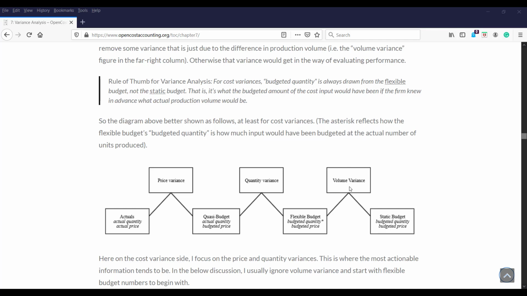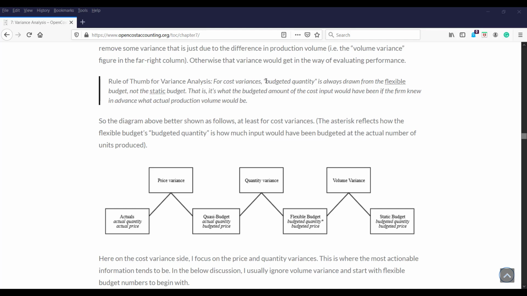And so now we can separate out how much of our input is due to a volume variance because we just increased the volume of finished goods, versus how much of it is due to mismanagement or good management of the particular input that we're talking about. Okay, so that allows us to have this. And I have two different budgeted quantities to talk about.